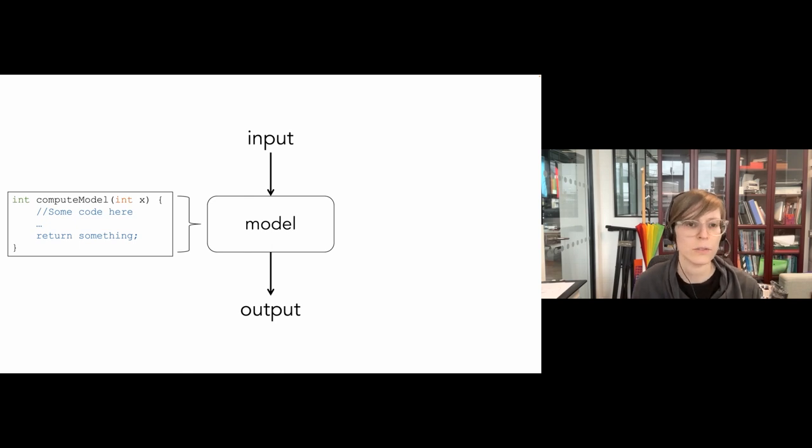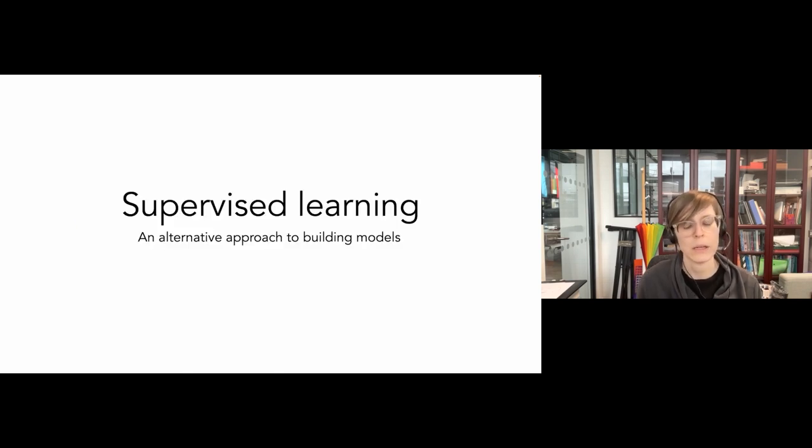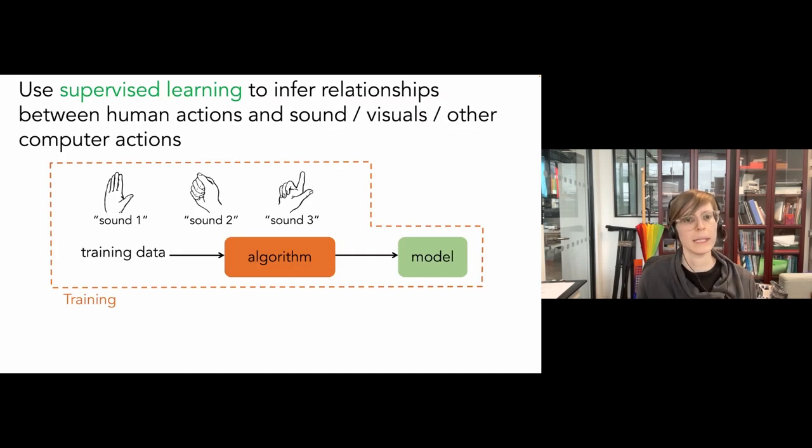So this is where supervised learning as a tool can come in. Supervised learning in this lecture is something we can think about as an alternative approach to building models, where we don't have to write that model function by hand in code. And the key here is that supervised learning algorithms give us the ability to make these model functions without code. Instead, they build the model by looking at a set of training examples.